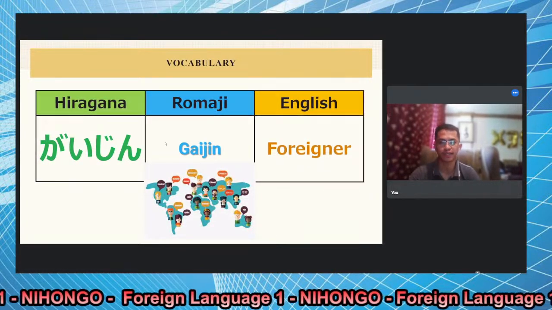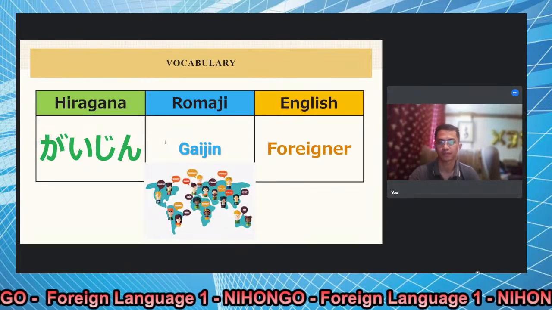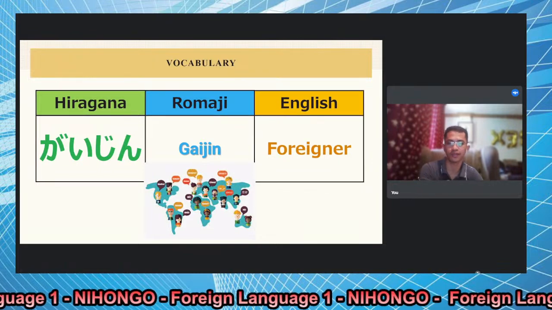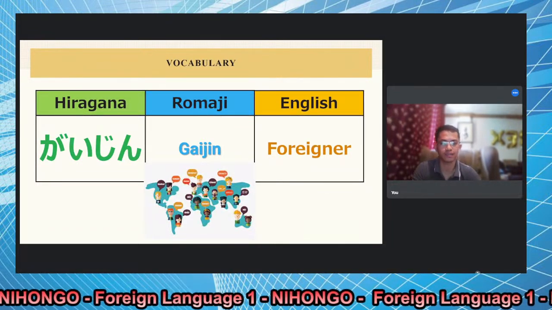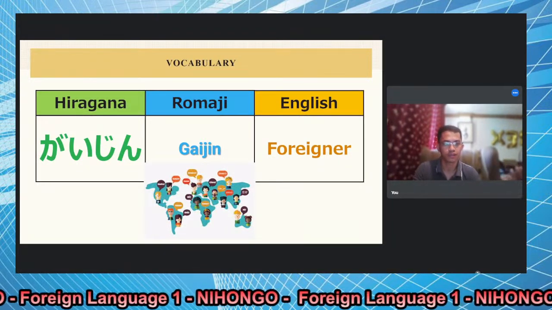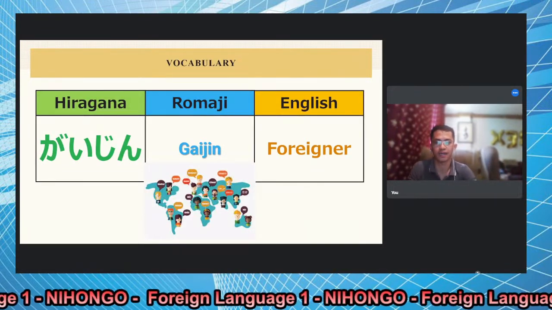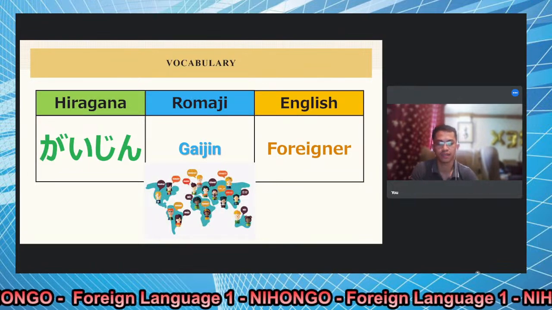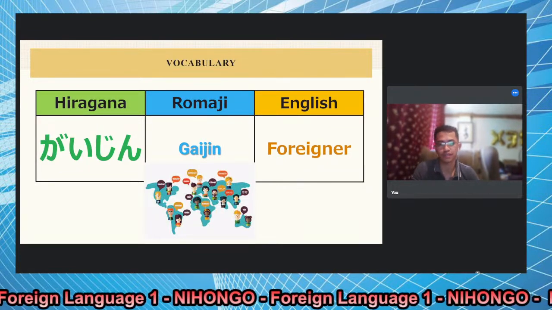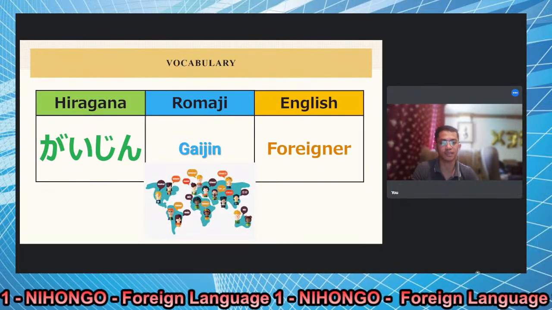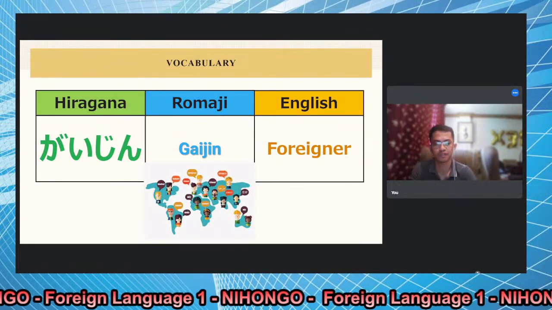So I will give you the Romaji, its English translation, and its Hiragana, how it is written in Hiragana. Okay? So this is gaijin, which means foreigner.